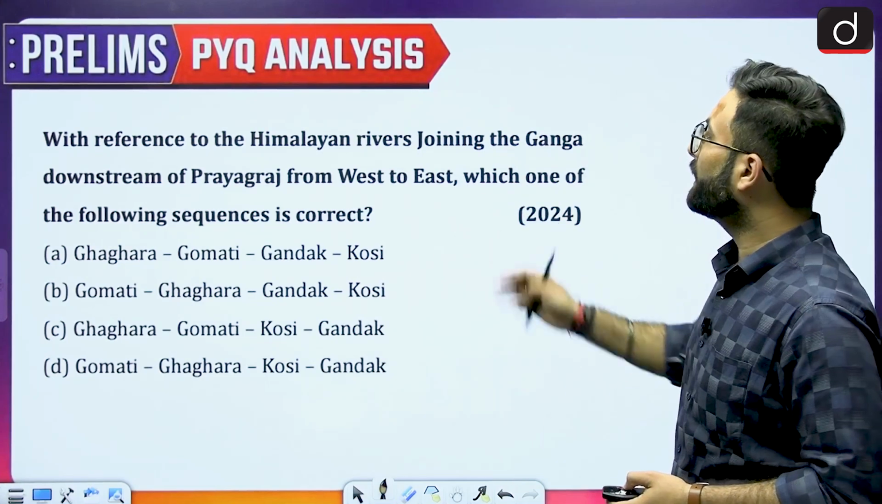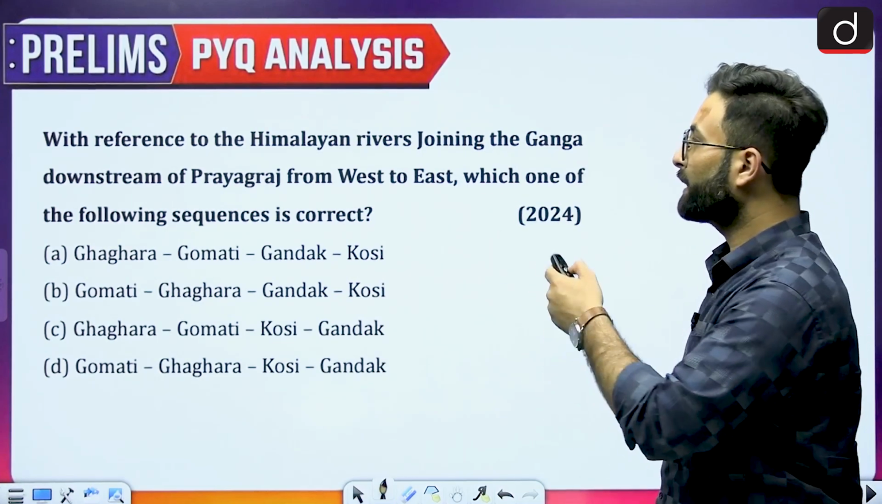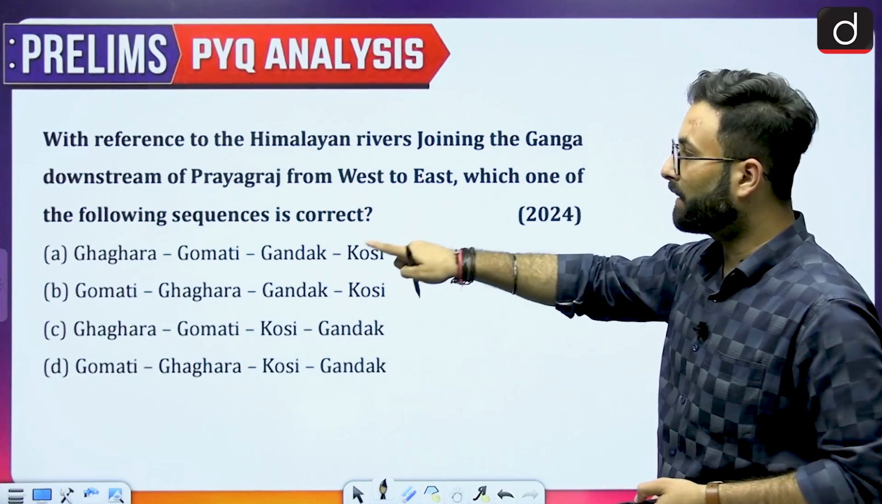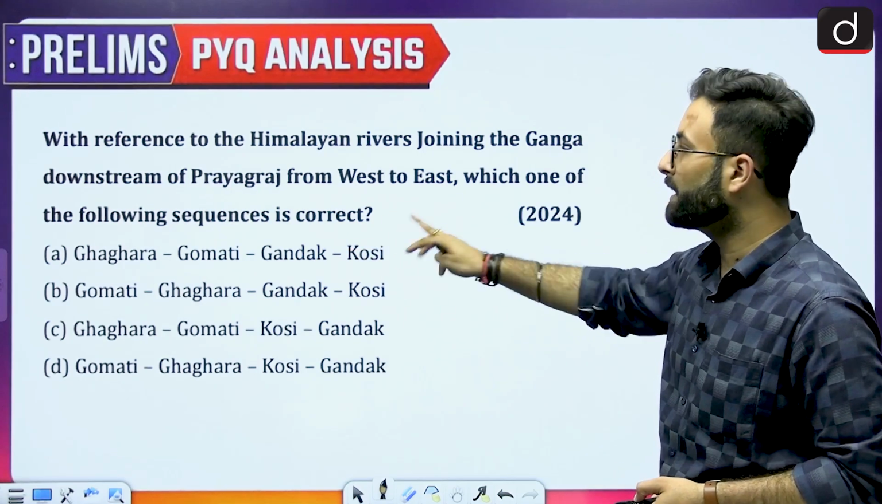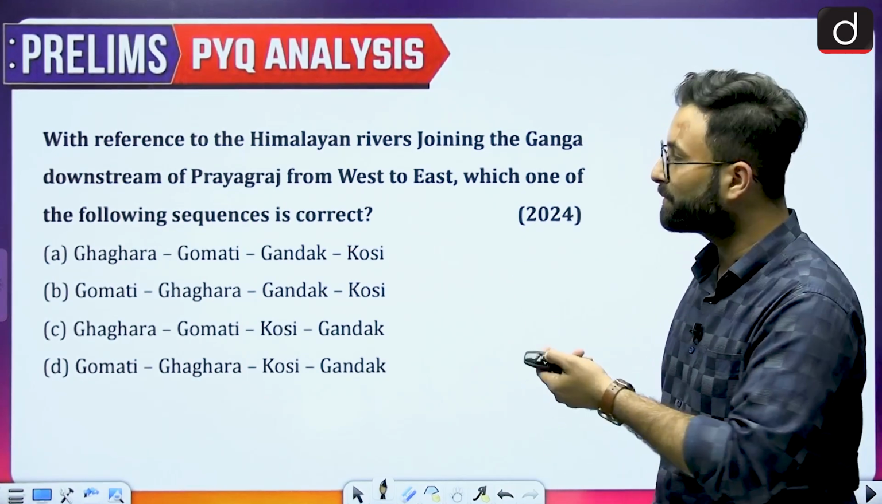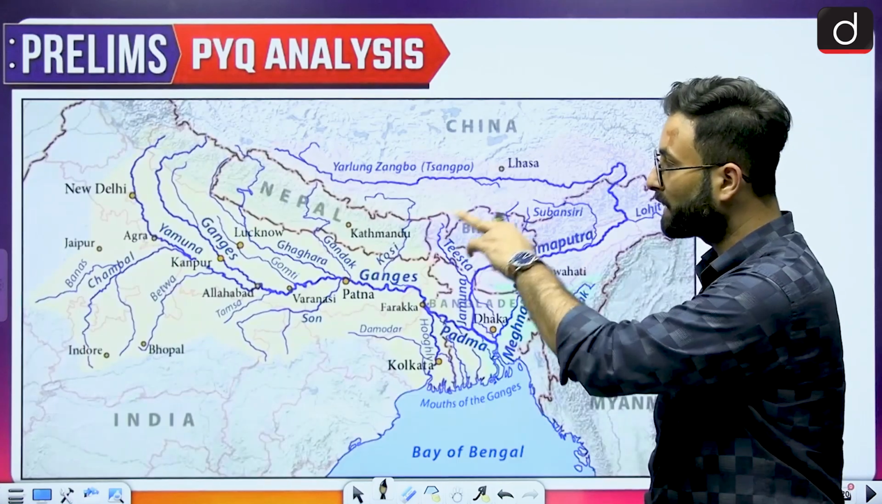With reference to the Himalayan rivers joining the Ganga downstream of Prayagraj from west to east, which of the following sequence is correct? Four rivers are given: Ghagra, Gomti, Gandak and Kosi. If you go through the sequence, that is something normal which you should know. Option B is your right answer, but I'll go through this particular map.